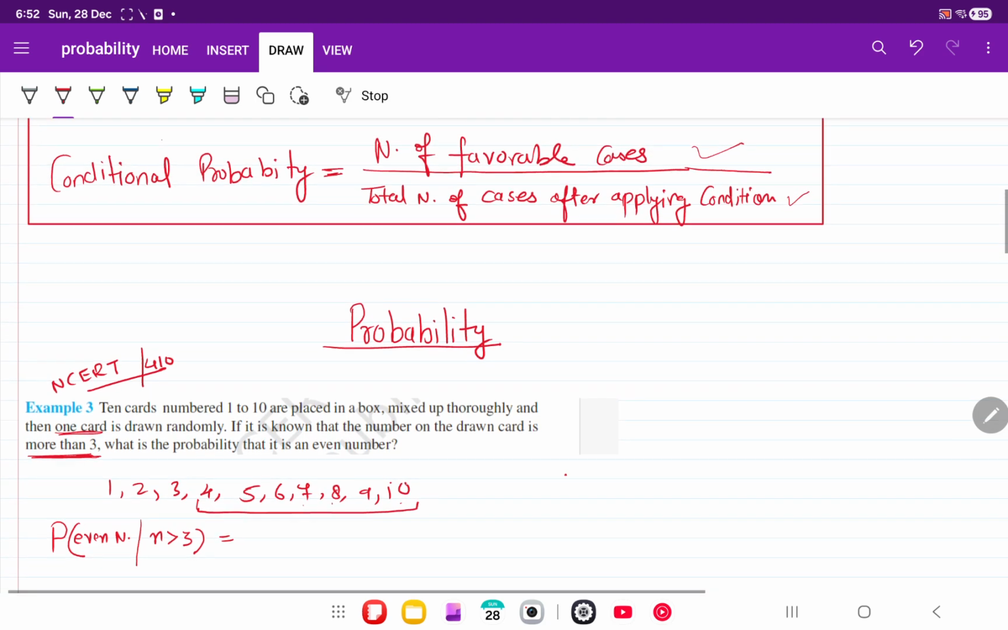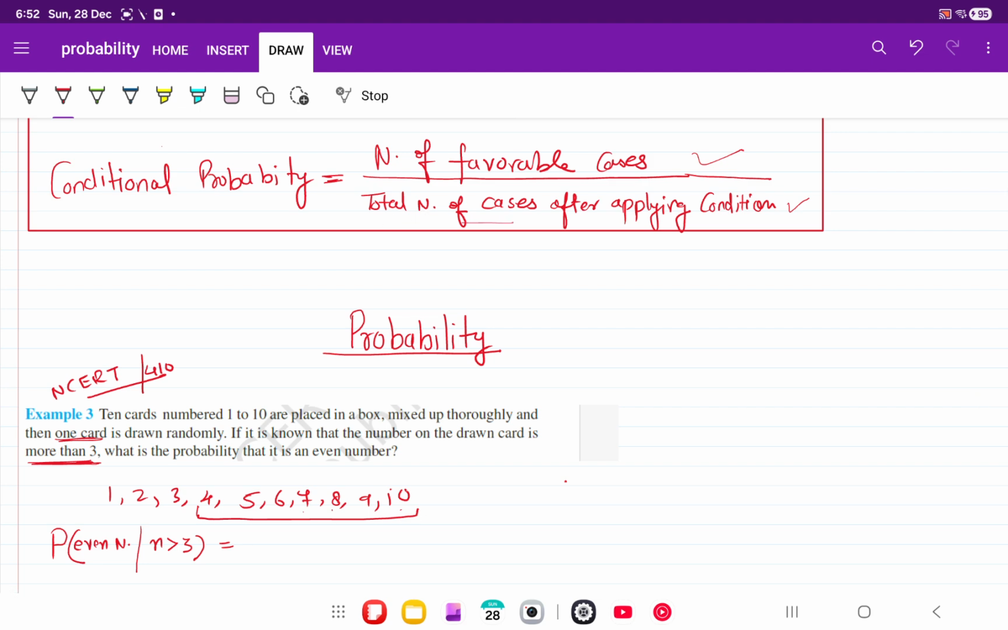So I am using this formula. Total number of cases after applying the condition, more than 3, is how much? 1, 2, 3, 4, 5, 6, 7. Correct. So the denominator is 7. Then we need the number of favorable cases. Favorable means even numbers. So out of these possibilities, the even ones are 4, 6, 8 or 10. So how many are favorable? 1, 2, 3, 4. 4 are favorable. So this is my answer.